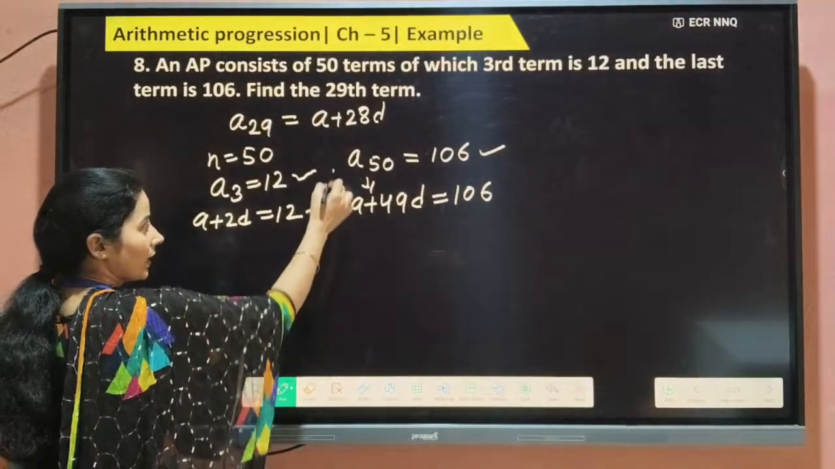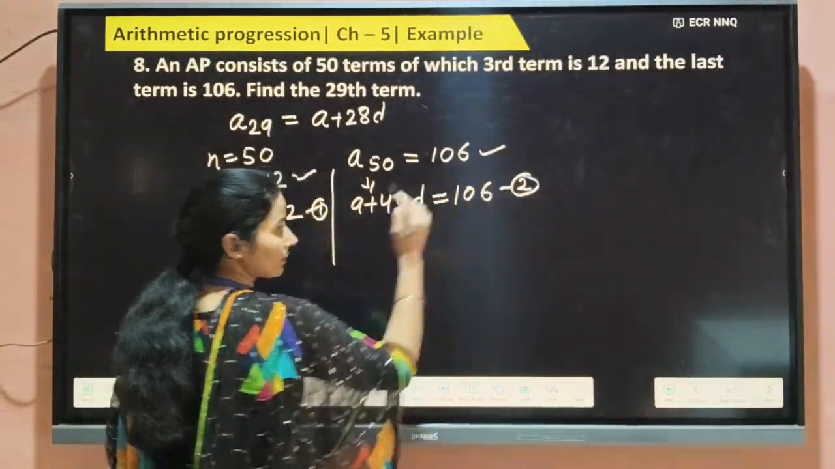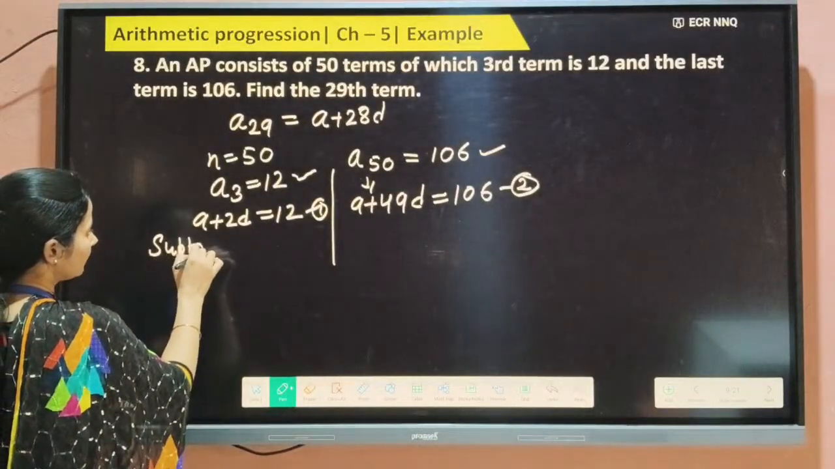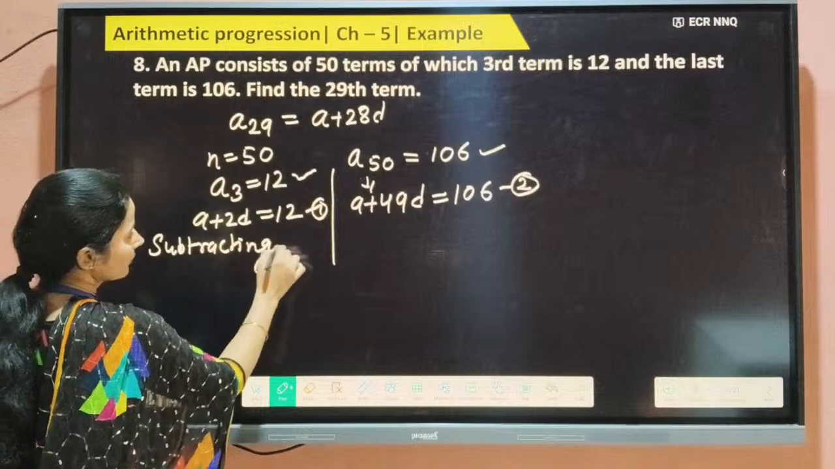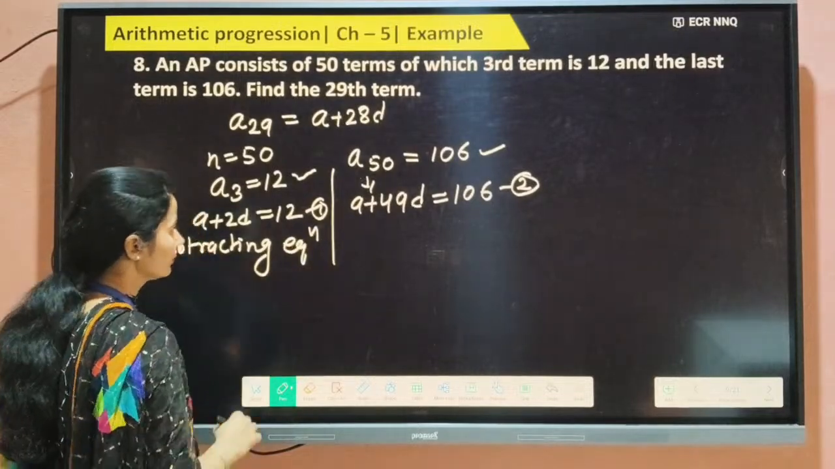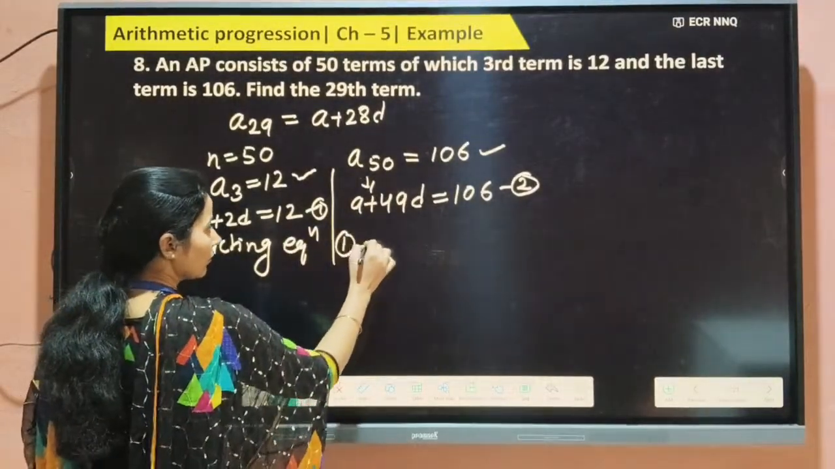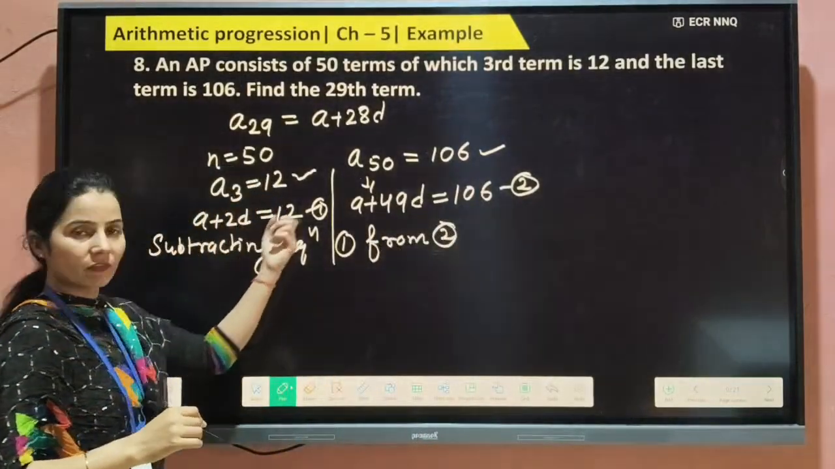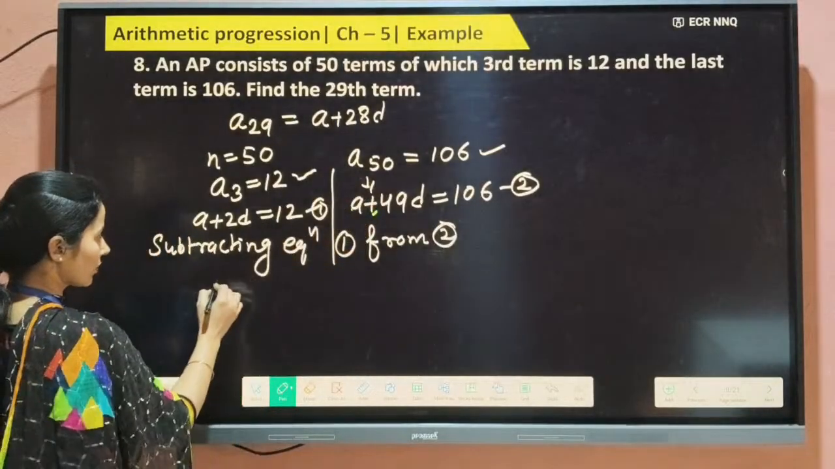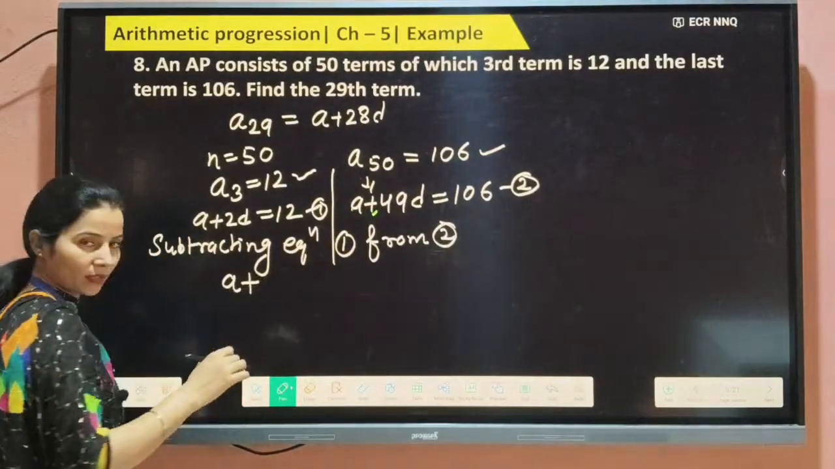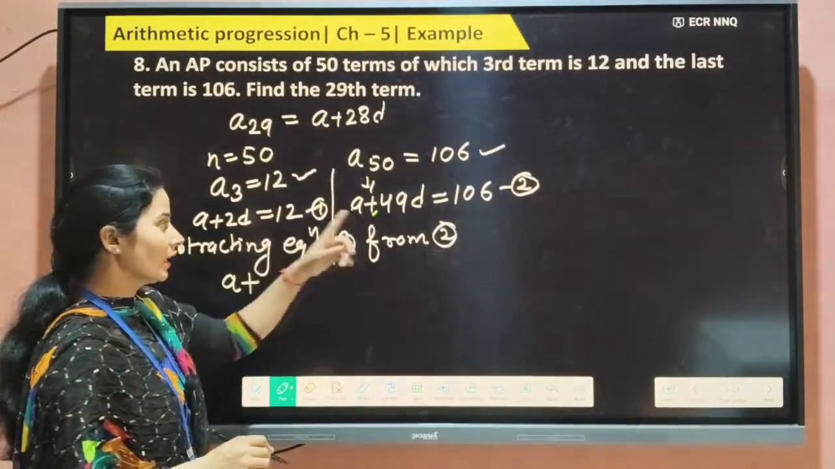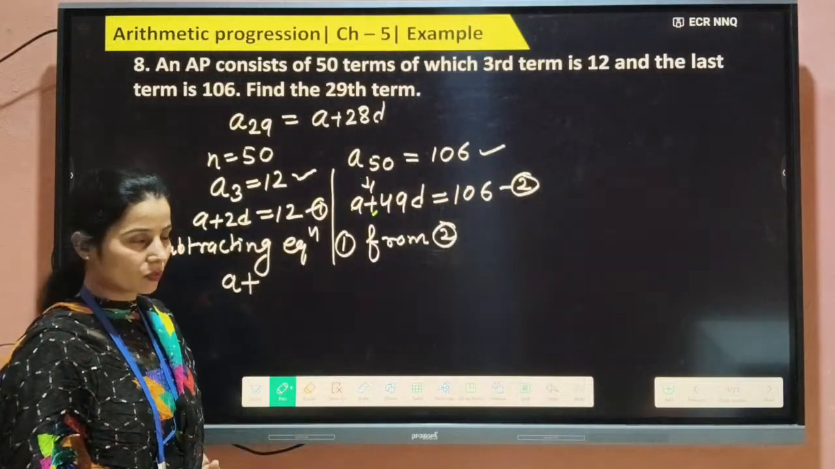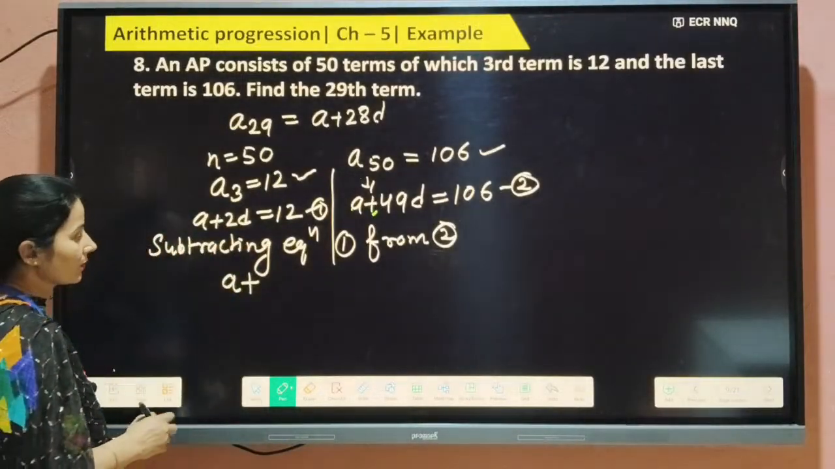Say this is equation number 1 and this is equation number 2. Subtracting equation number 1 from 2. Why are we subtracting? We need to find the value of A and D. So we got 2 equations, and by elimination method or substitution method, we can solve these 2 equations.